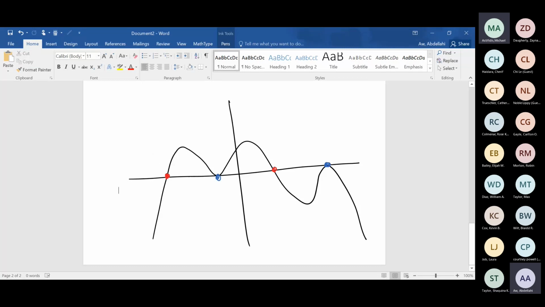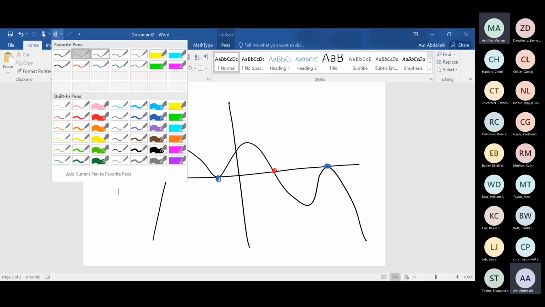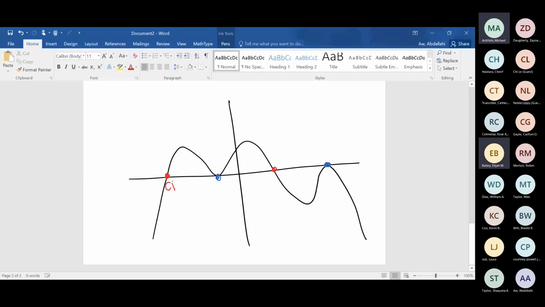All right. Why did I put 2 in red, 2 in blue? What is the multiplicity of those in red? The ones in red cross the x-axis. So the multiplicity is what, even or odd? Odd. This is a cross point. So this is a 0.